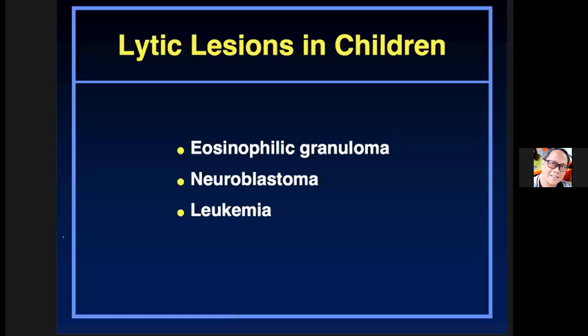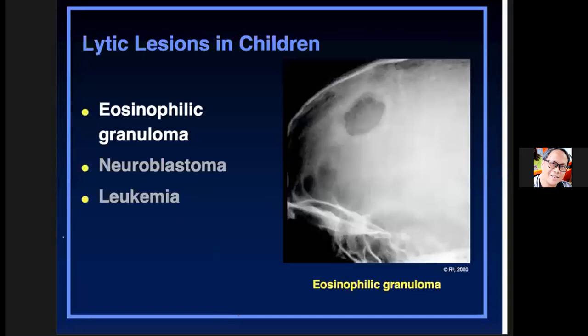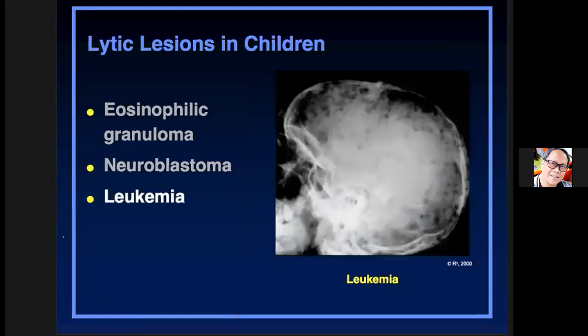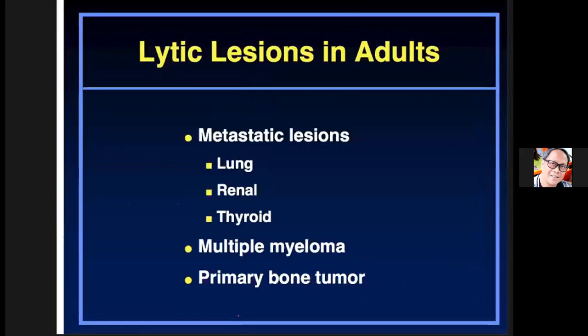So lytic lesions in children: eosinophilic granuloma, neuroblastoma, and leukemia. Okay. So sometimes you see the lytic lesion in the skull. If you have multiple lesions like this of different sizes but rounded, one description that's used is punched-out lesions. Okay. So this is neuroblastoma and leukemia. You have multiple round lesions. That's why another name is round cell tumor for these types of malignant bone lesions.